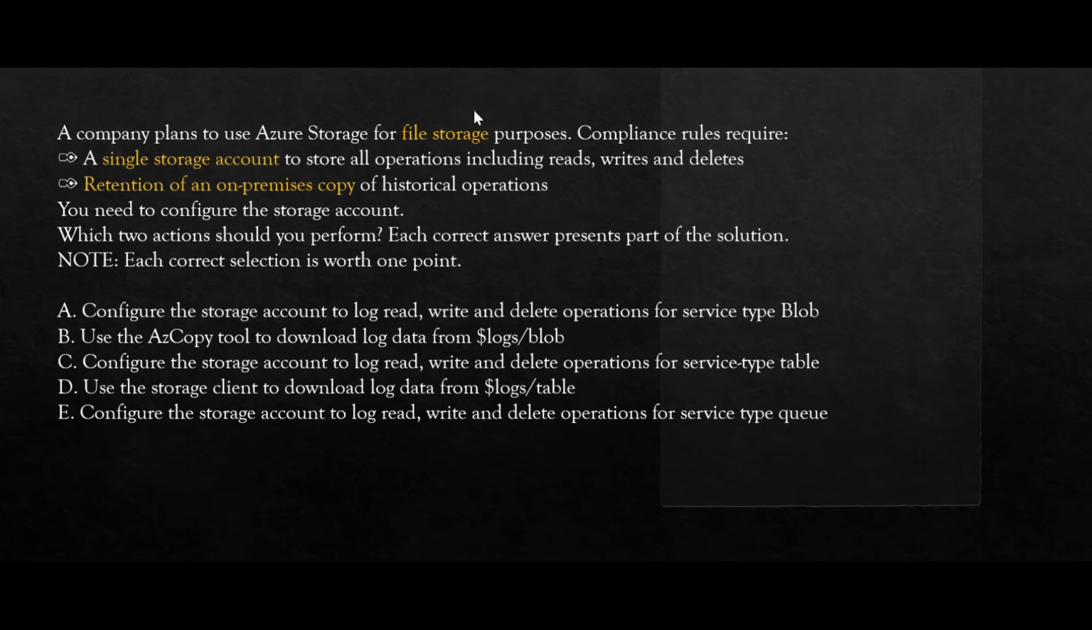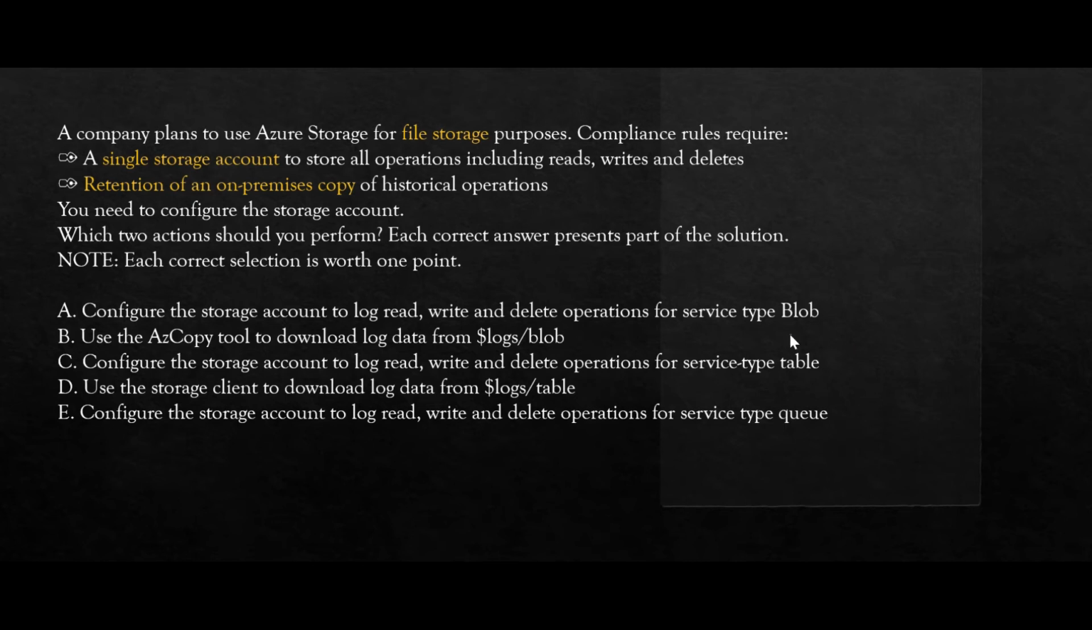So here it is clear that the question is related to file storage, and they need a single storage account for all reads, writes, and deletes. The second requirement is retention of the on-premises copy of historical operations. Whatever on-premises copy they have, they want to move to Azure storage, and the Azure storage should be good enough to hold it. Now we need to identify two actions from these five options. Let's look at the options.